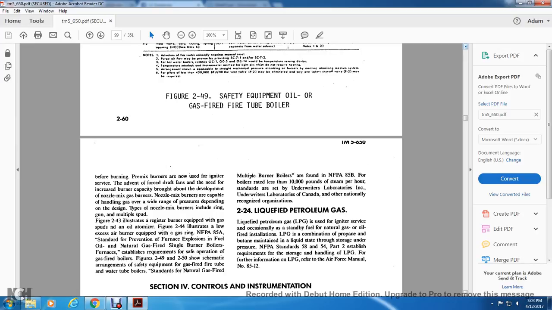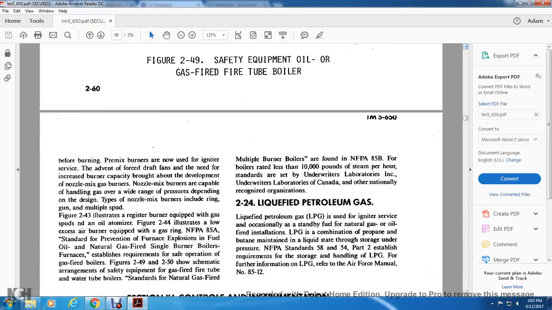Alright, before burning, pre-mix burners are now used for igniter service. The advent of the forced draft fans and the need for increased burner capacity brought the development of nozzle mix gas burners, nozzle mix air burners capable of handling gas with a wide range of pressure, depending on the design type of the nozzle mix burners, including the ring gun, multiple spud. Figure 243 illustrates a register burner equipped with gas spuds and oil atomizer. Figure 244 illustrates a low excess air burner equipped with the gas ring. NFPA 85A standard provisions for prevention of furnace explosion, fuel oil and natural gas fire, and single burner boilers and furnaces, established requirements of safe operation of gas fired boilers.